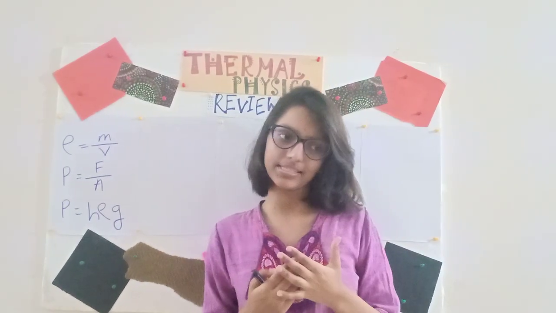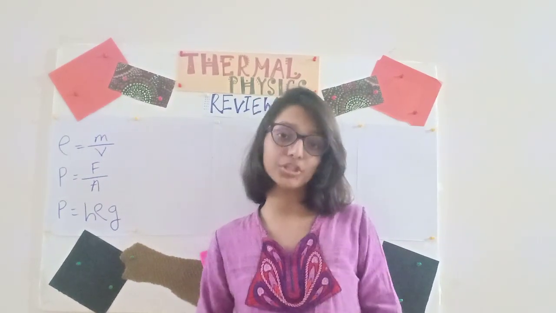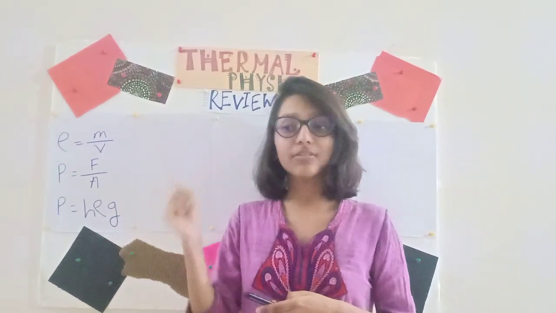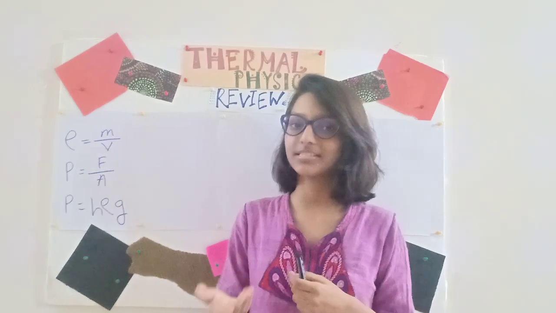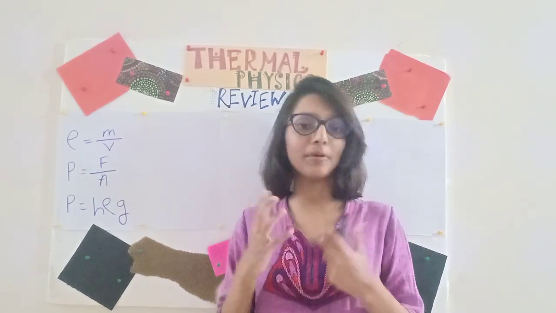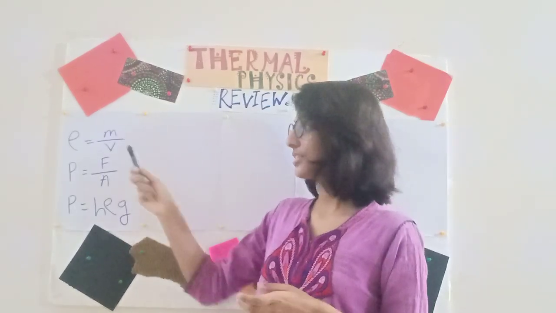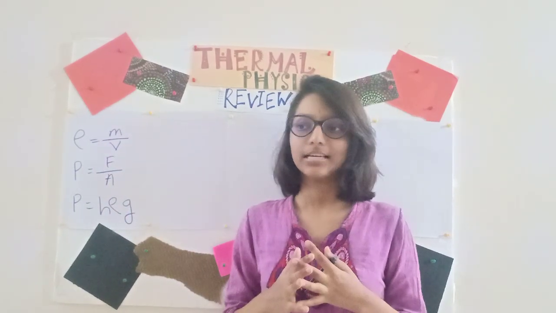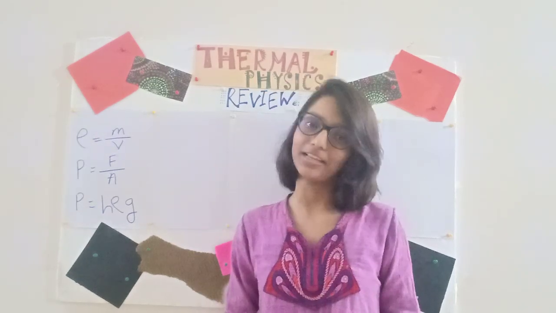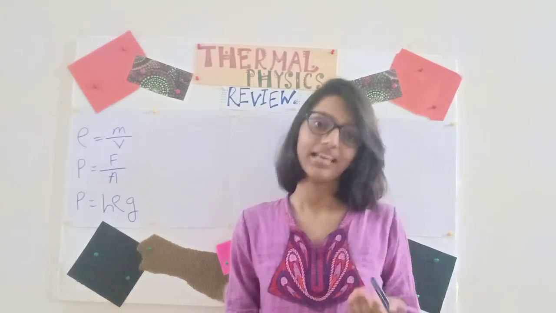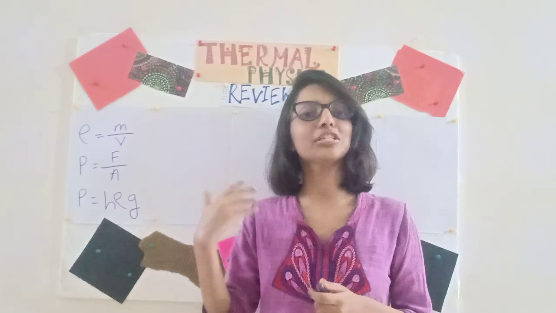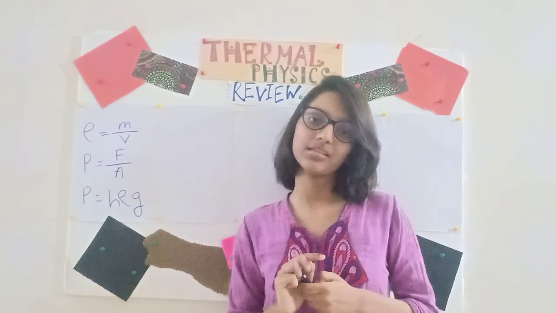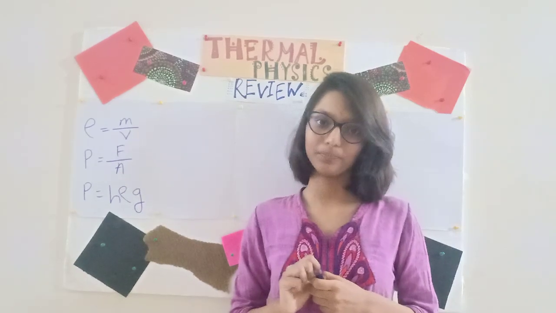Compressibility basically means a change in volume due to a change in pressure. So when there is a change in pressure, if the volume of the substance also changes, then that substance is compressible. Now, using the equation density equals mass by volume, if there is a change in volume, then of course there is a change in density. Hence, when a substance's density changes due to a change in pressure, that substance is said to be compressible.